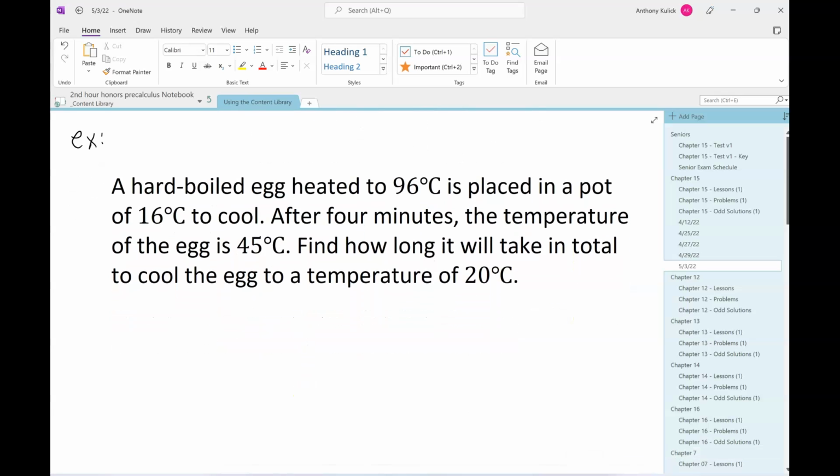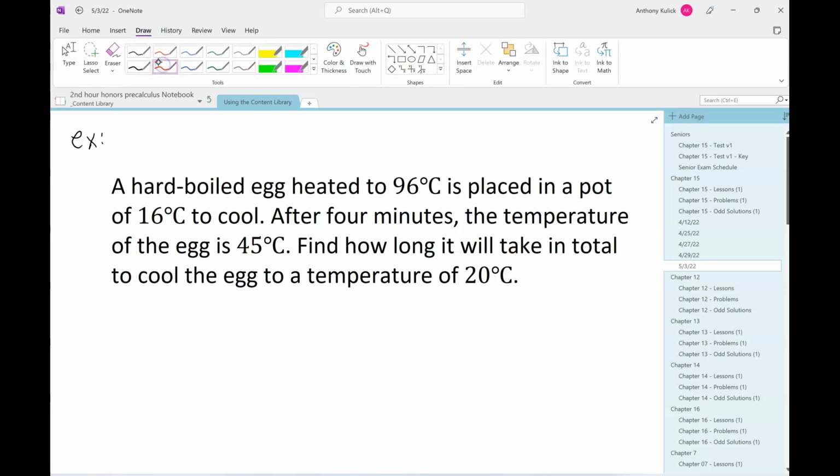All right, a hard-boiled egg is heated to 96 degrees Celsius and placed in a pot of 16-degree water to cool. After 4 minutes, the temperature of the egg is 45 degrees. How long will it take in total to cool the egg to a temperature of 20 degrees? Anybody have any doubts about the model we should be using? Hopefully it's pretty obvious we're using Newton's Law of Cooling here.